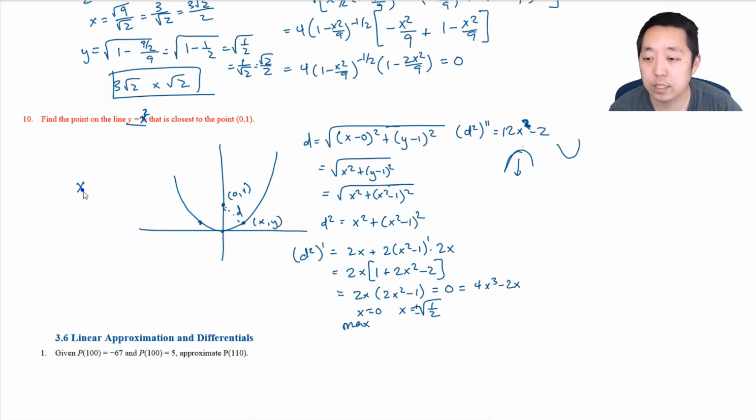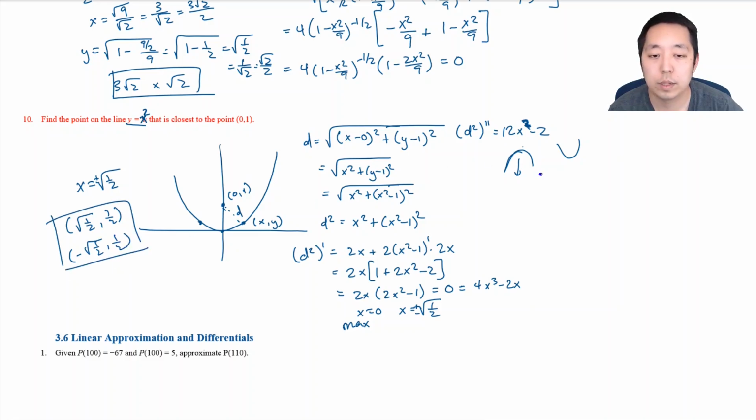So really, x is equal to plus or minus the square root of 1/2. So the points would be (square root of 1/2, 1/2) and (negative square root of 1/2, 1/2). Okay, because of this second derivative test.